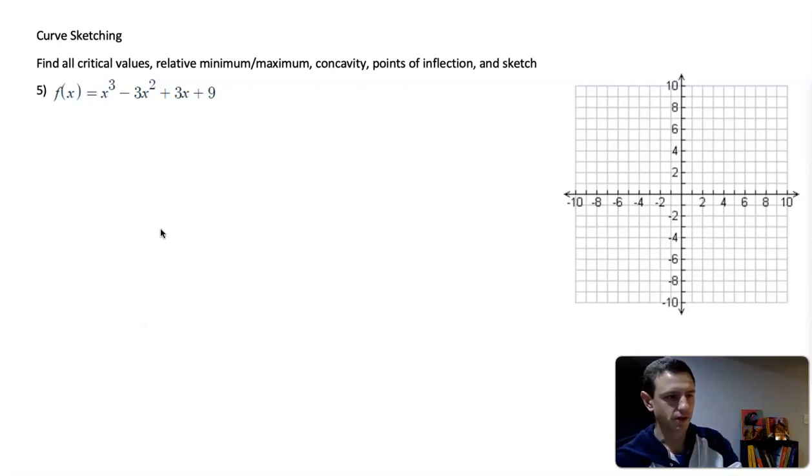So I'm going to go ahead and take this problem from start to finish. I want to find all critical values. I want to find the relative min, relative max, concavity, points of inflection, and then I want to go ahead and sketch it. So we have a lot of work ahead of us.